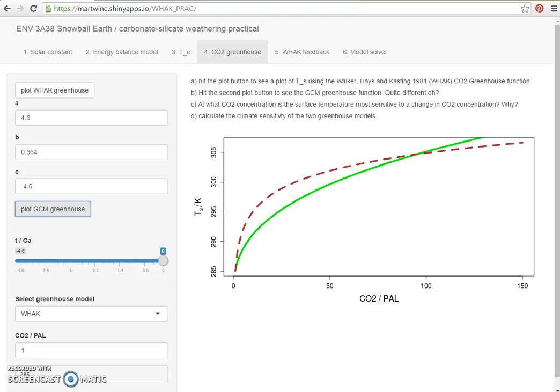So these models are different because of the conceptual basis on which they are derived, and therefore they give different results, not only because their parameter values are different, but because the underlying assumptions behind them are different.